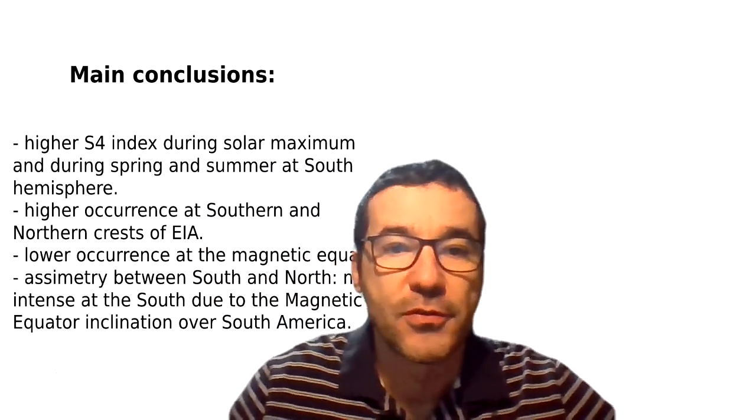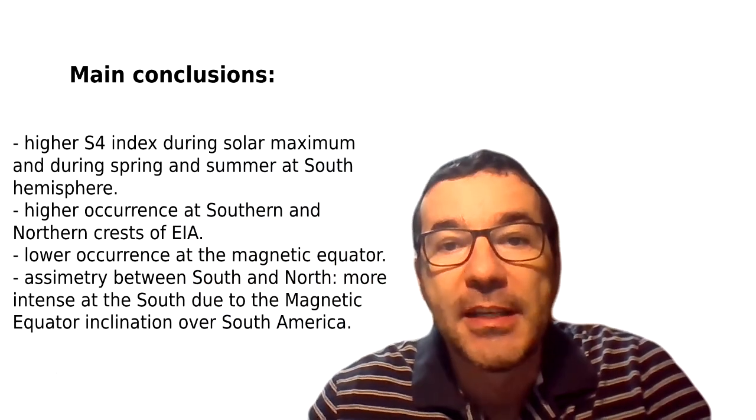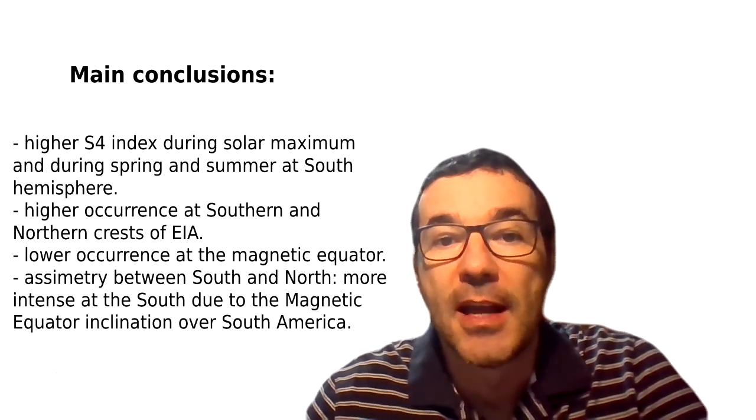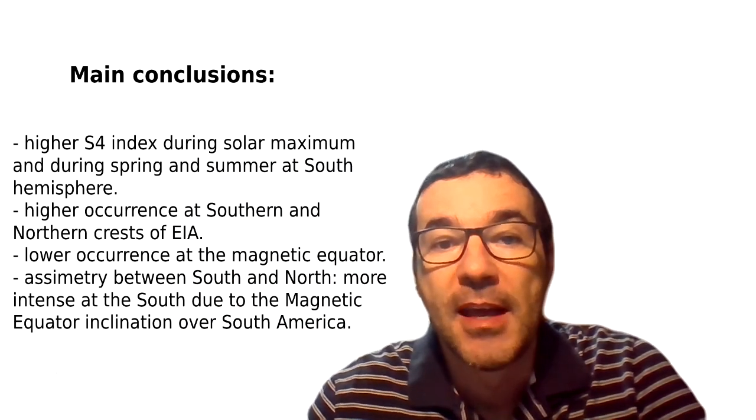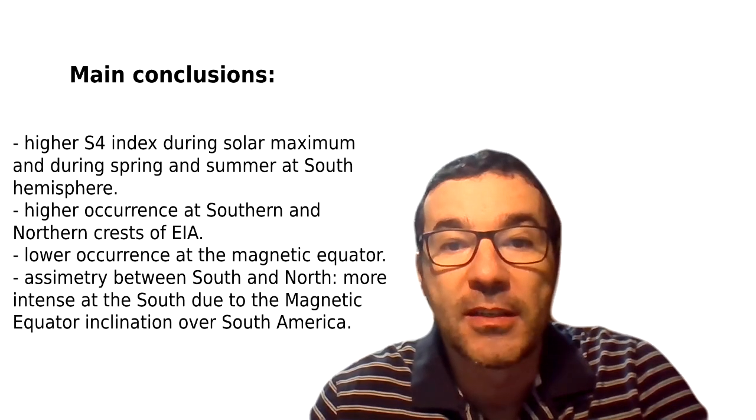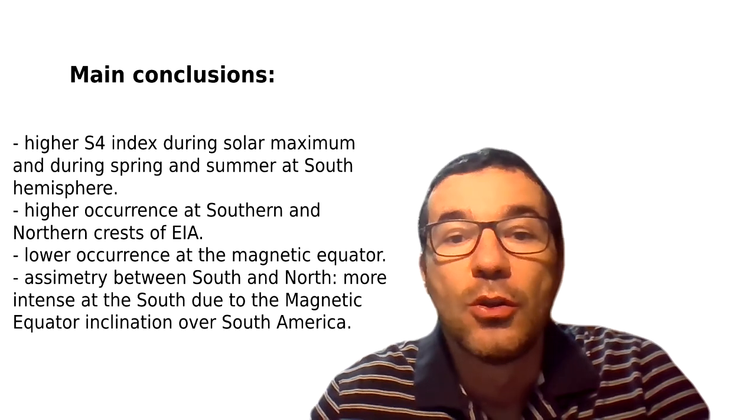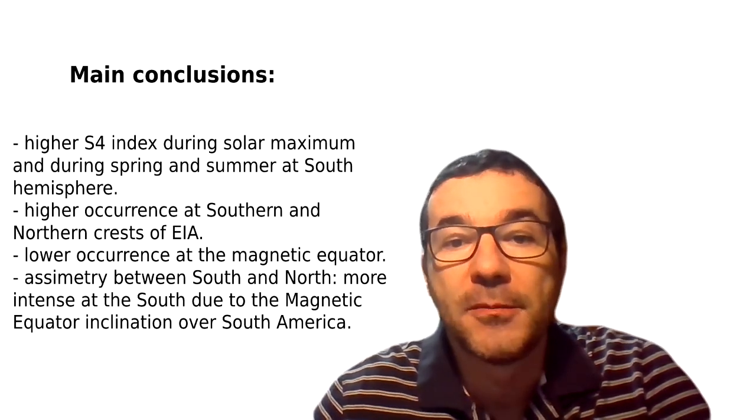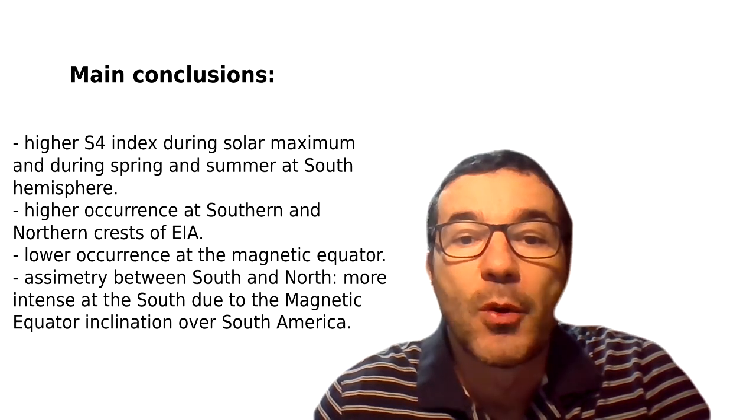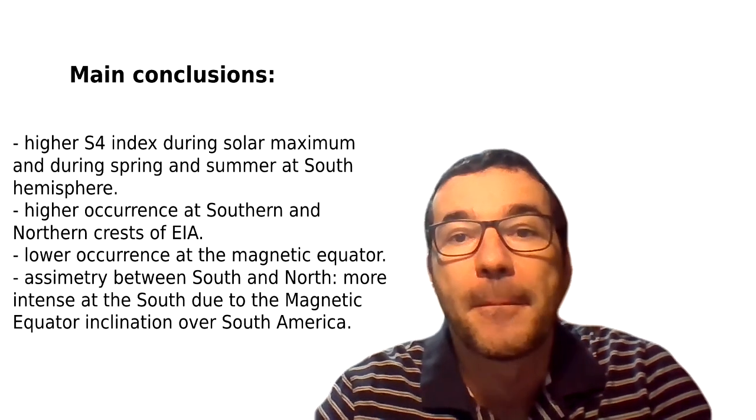Our main conclusions. There are higher S4 indices during the solar maximum and during the spring and summer at the southern hemisphere, higher occurrence of S4 at the southern and northern crest of the equatorial ionospheric anomaly, lower occurrence at the magnetic equator, and asymmetry between south and north, more intense at the south due to the magnetic equator inclination over South America.